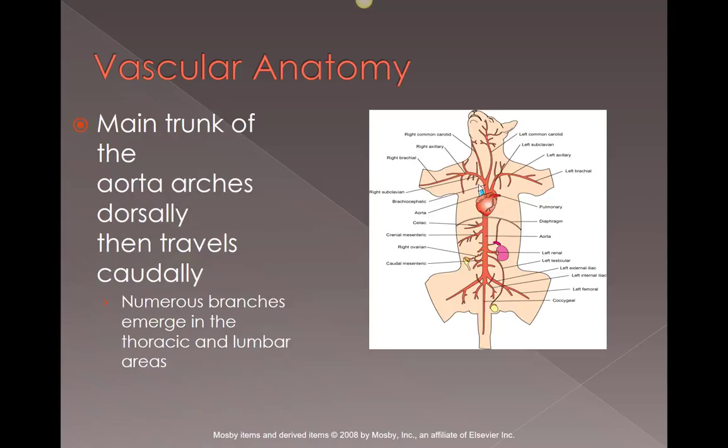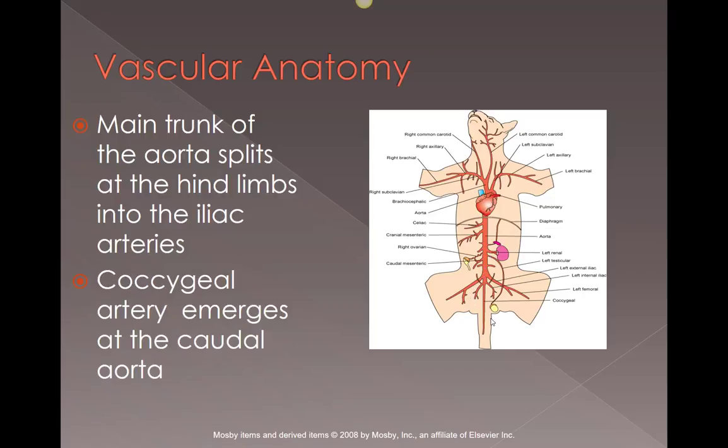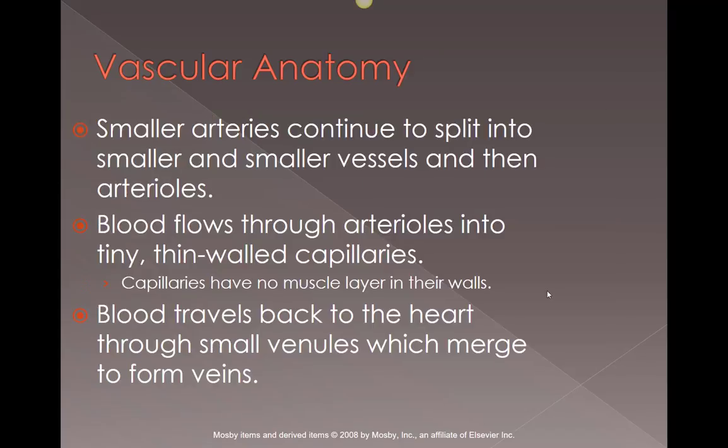This just goes over what I've talked about already: the main trunk of the aorta arches dorsally and then travels caudally, with numerous branches coming off until it finally terminates in the coccygeal. Smaller arteries continue to split off into smaller vessels that stop being called arteries and become arterioles. Eventually arterioles go into tiny thin-walled vessels called capillaries. They're really not even walled, just very thin vessels. Most of them are big enough for only one or two red blood cells to get beside each other at a time.